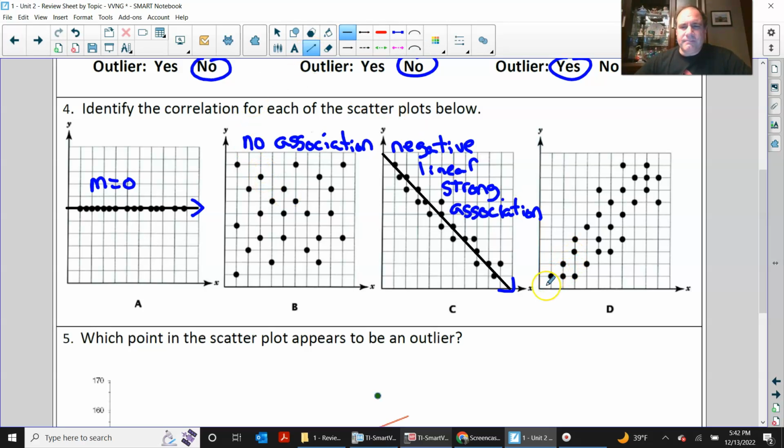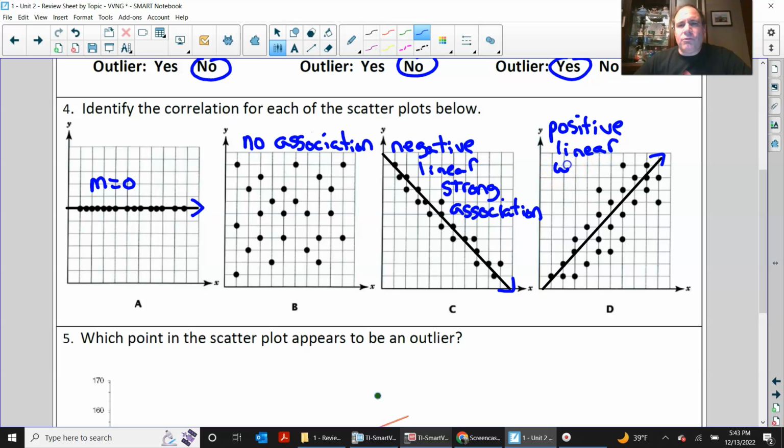We're going to do the same thing here. That is a positive association, and it is linear. Positive linear. And we're going to call this a weak association. The reason why we're saying it's weak is because you see how the points are a little bit further away from the trend line? That's what a weak association looks like.